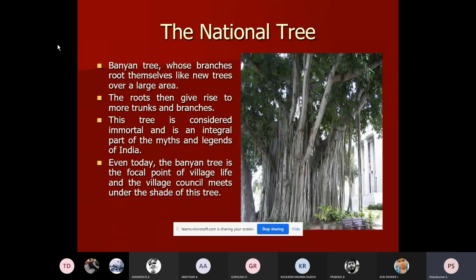As far as the national tree is concerned, it is the banyan tree. We all know the banyan tree. The branches root themselves like new trees over a larger area. The roots then give rise to more trunks and branches. The tree is considered immortal, and it can live more than 1,000 years.